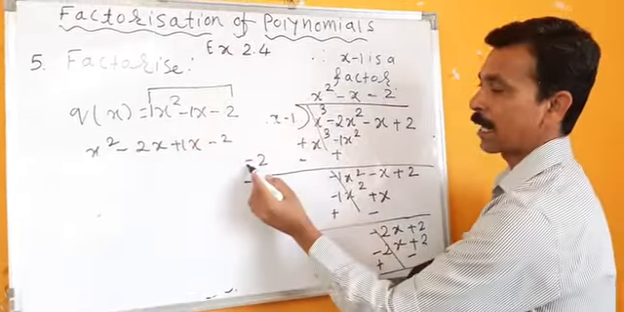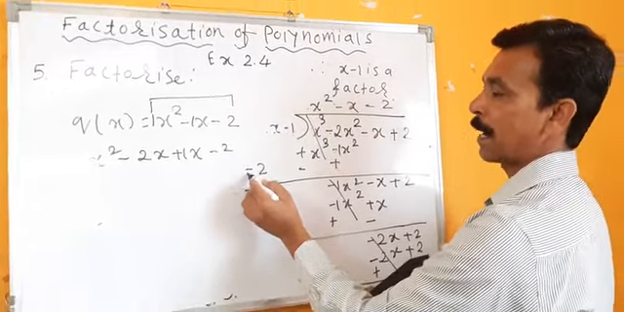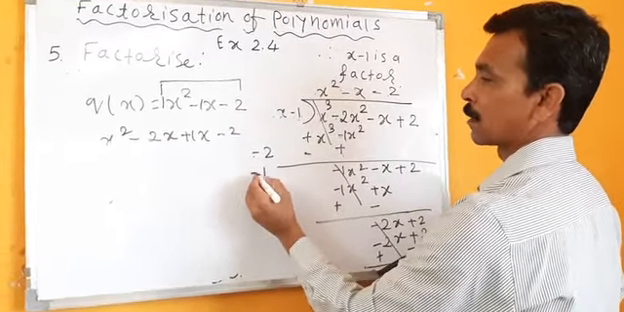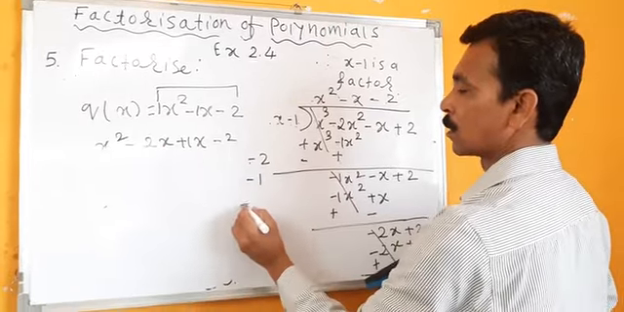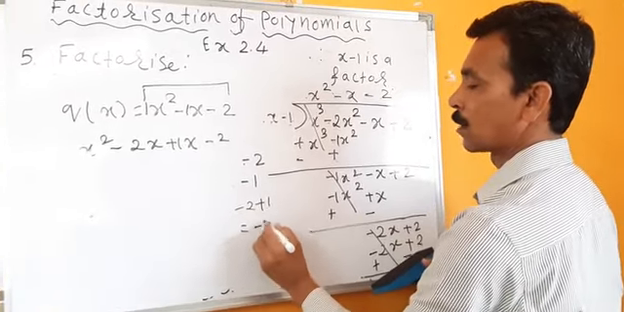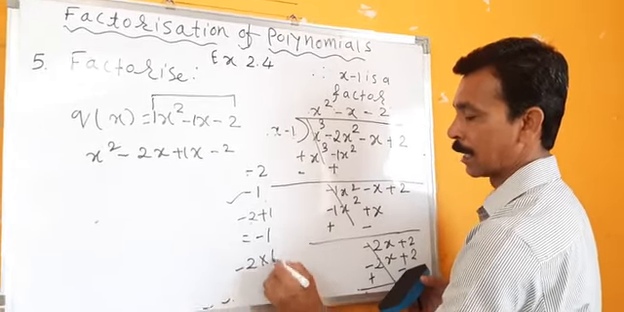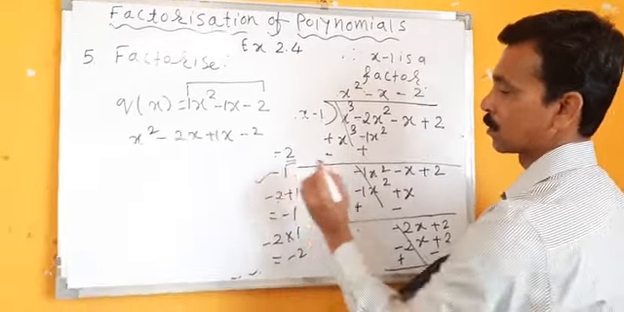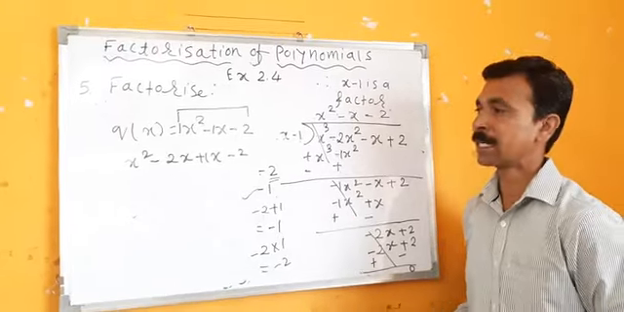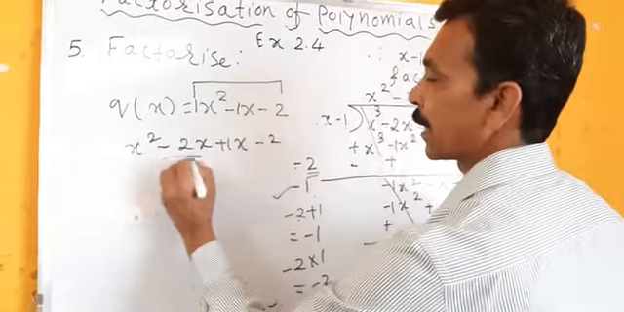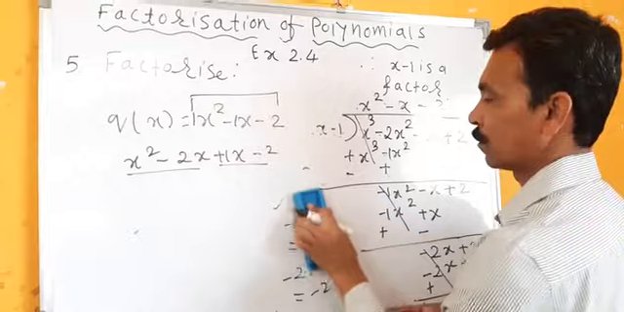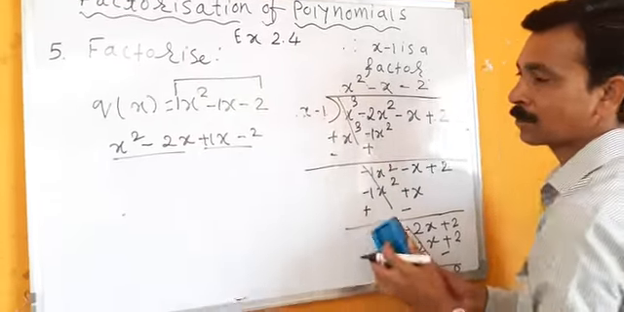Why? Because minus 2 plus 1 is equal to minus 1. So this is the middle term. And minus 2 into 1 is equal to minus 2. That is the product. Now pair it and take common.